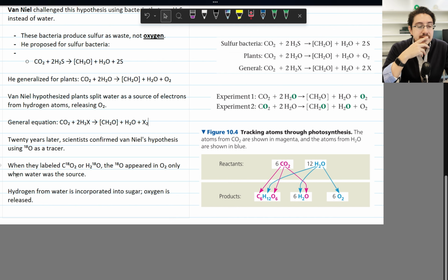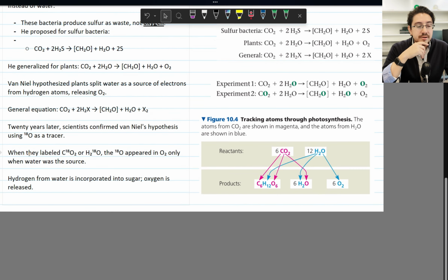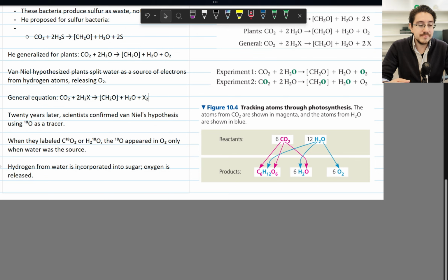So scientists later confirmed, they labeled the oxygen in water. And then what happened? The oxygen 18 appeared in the O2 only when water was the source. Only when water was the source. So hydrogen from water is incorporated into the sugar, and oxygen is released.